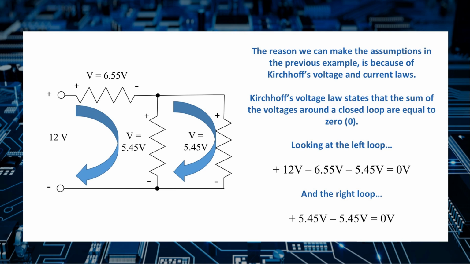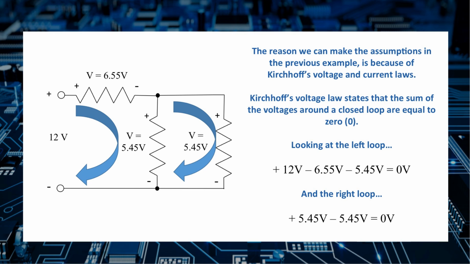Let's look at the right loop. There are only the two resistors, and the voltages across them are shown. So if we go around the loop, starting with the resistor in parallel on the left, we go from minus to plus, and that's plus 5.45 volts. And then we go through the other resistor on the right side, we go from plus to minus, so we say minus 5.45 volts. So in each case, Kirchhoff's voltage law holds true.